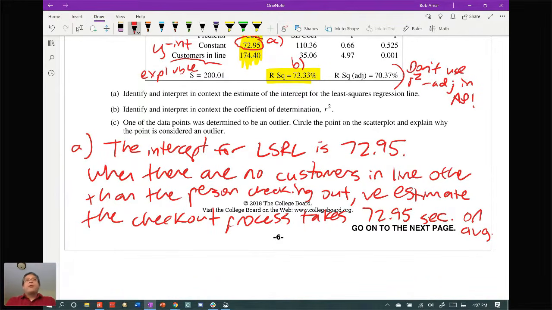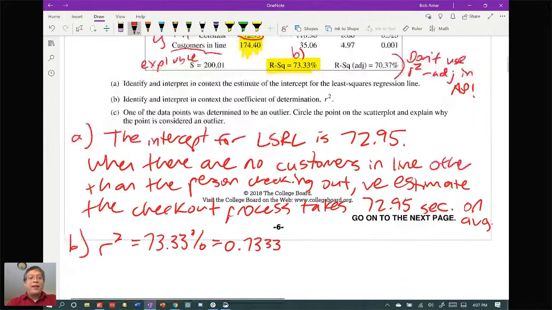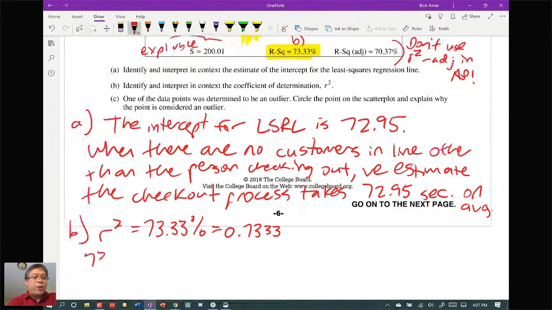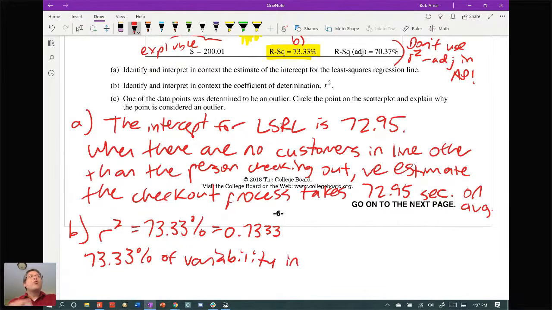Some of your teachers might have given you a boilerplate or a Mad Libs for this. So for part B, R squared is, you can write 0.7333 if you want. You can write 73.33% if you like. Either is fine. Just make sure if you write 73.33, that's not good. You need the percentage sign there. And so the boilerplate that I like to use is 73.33% of the variability in the response variable. So the response variable goes here. In this case, checkout times.